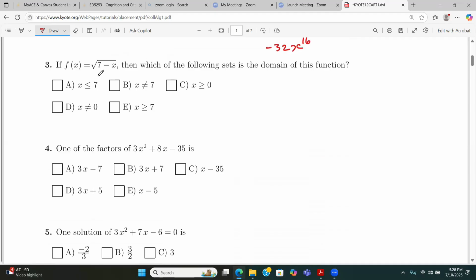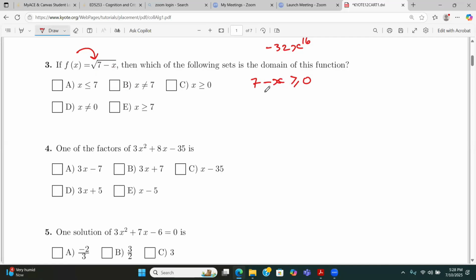The other question says, if f(x) is equal to the square root of 7 minus x, then which of the following sets is the domain of this function? In other words, what do we know about a square root? We definitely know that we cannot take the square root of a negative number, right? So if we take this, which is called the radicand, 7 minus x has to be greater than or equal to 0 for you to be able to take the square root of it. So we're going to solve this.